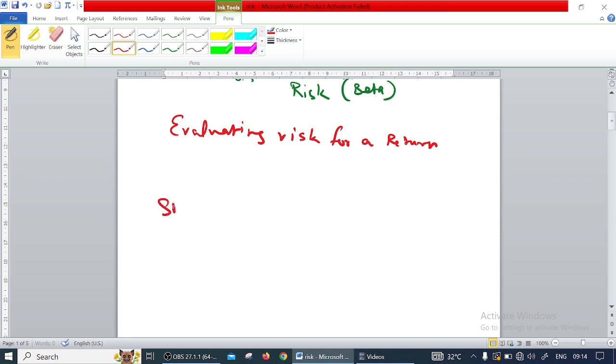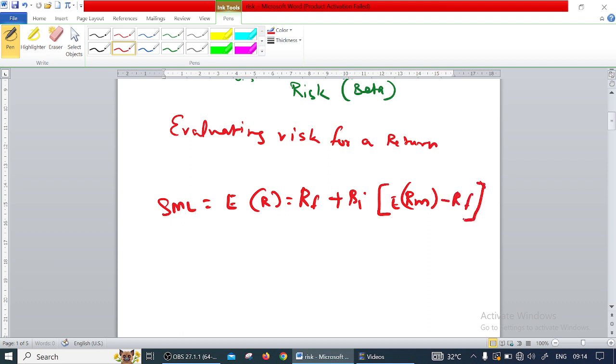So SML: expected return equals RF plus beta I times (expected RM minus RF). This is the formula. ER is the expected return. RF, you know, is the risk-free rate. RM is the expected return on the market portfolio. Beta is the non-diversifiable or systematic risk. And RM is the market rate of return.